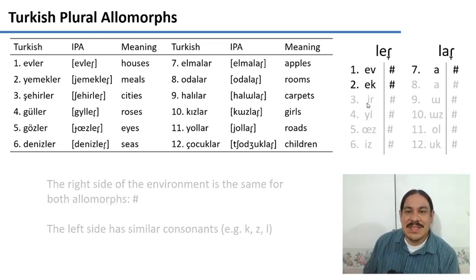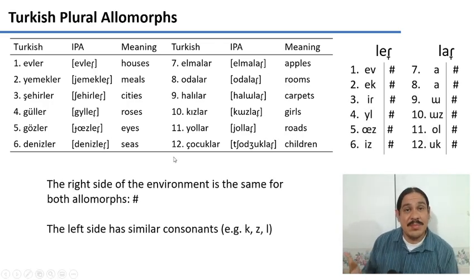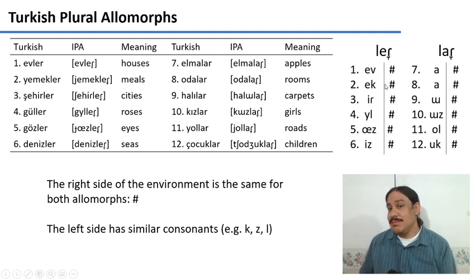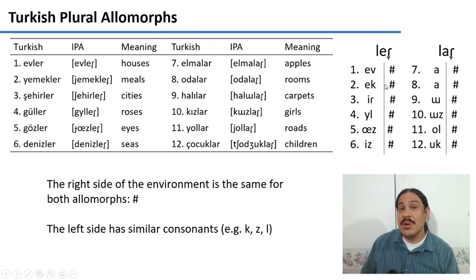All right, essentially what we're looking for is the rhyme of the last vowel of the root. For example, in yemekler, the last vowel is the e in mek, and the rhyme is the nucleus and the coda, ek. We have the data here, and we need to figure out whether they're in complementary distribution or not. The right side is not going to help us, because both ler and lar are followed by the edge of the word. They're both suffixes, so this is to be expected.